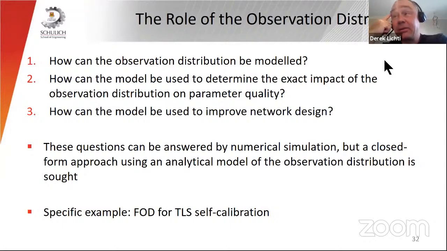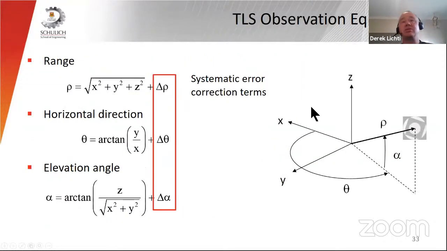Okay, so that allows us to compute these answers in closed form. And here now I'll return to the example of first order design for the terrestrial laser scanner calibration. So we'll revisit this idea of observation distribution, but let's go back to the observations first.